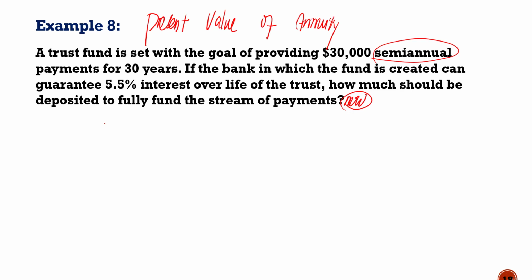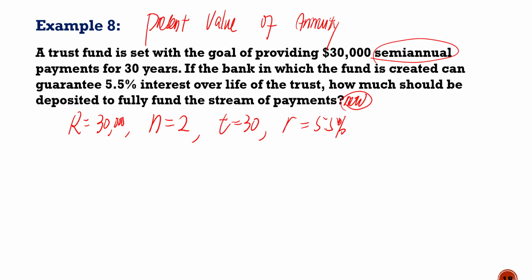So given the regular payment, $30,000. It's semi-annual, so one period is twice per year. You're getting paid twice per year, for 30 years. The rate is 5.5%. Okay, so we're looking for the present value of the annuity.